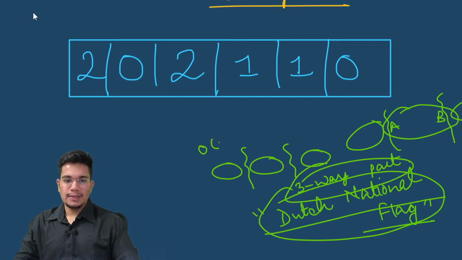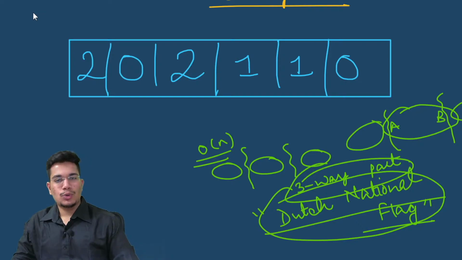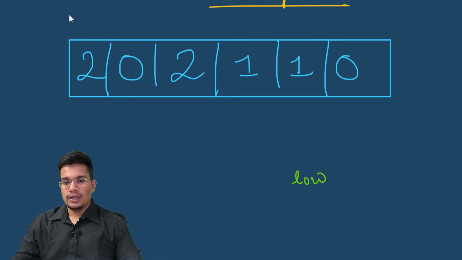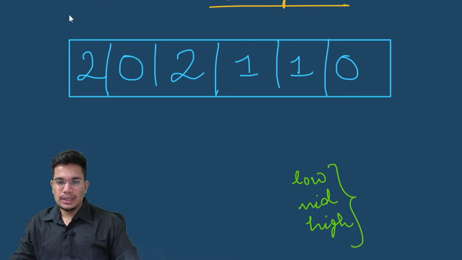This works in linear time and is a pretty easy algorithm once you know how this is functioning. Alright, so what we'll do in the algorithm is we have three variables. We'll have low, we'll have mid, and we'll have high. So this is the basic pattern of this algorithm.